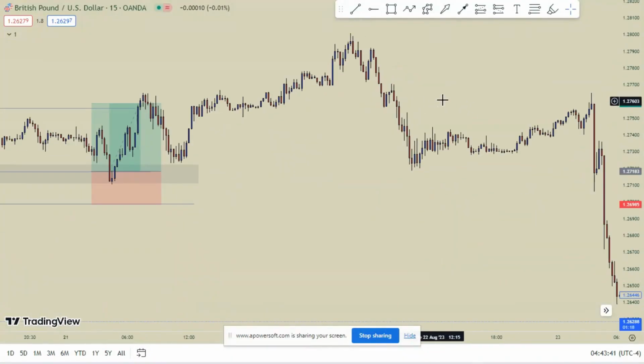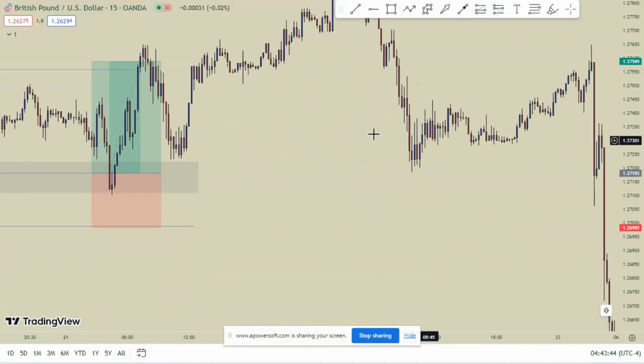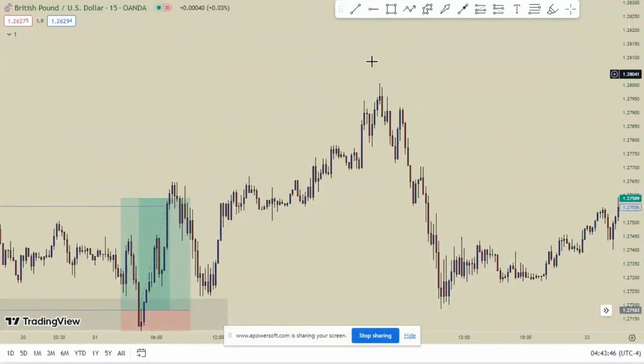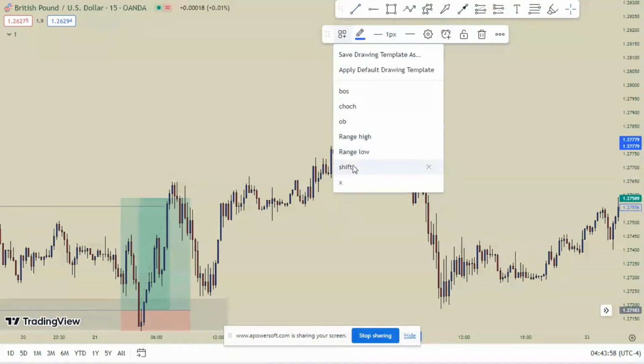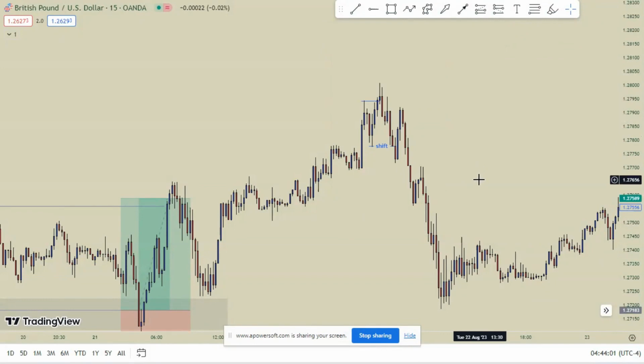The same thing happened here. The market took out this high here, as you can see, and then we got a shift in market structure over there. So now we consider this whole range, up to here, to be an order block. Sometimes you don't have to limit yourself to only one candle. So that is our order block.